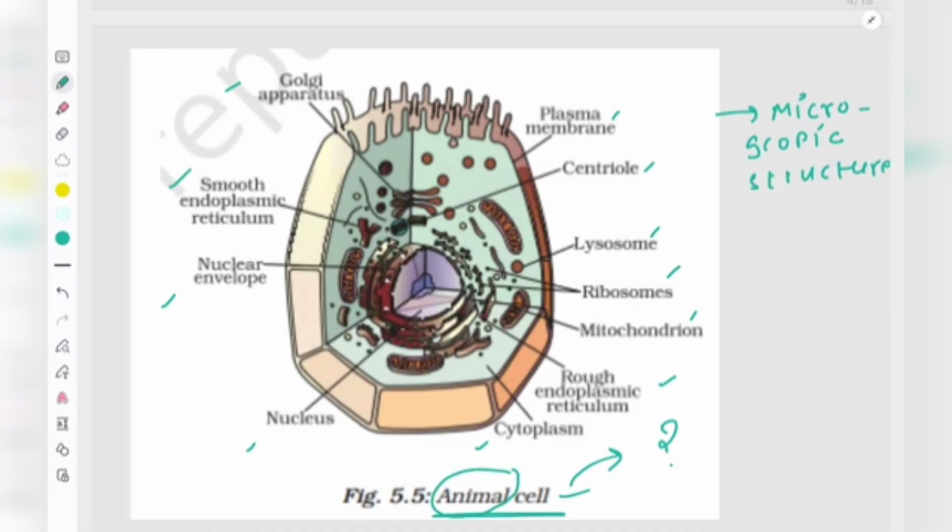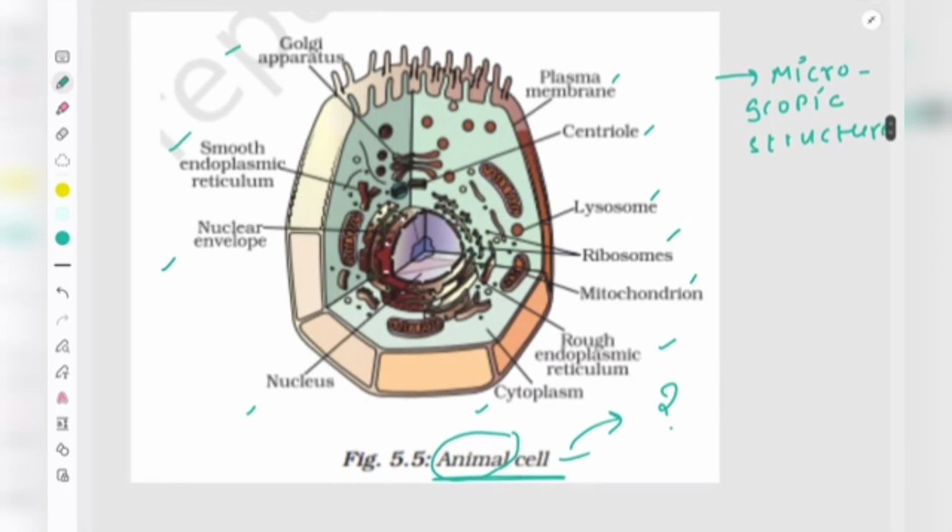And see, all these things are called organelles. They are called organelles. All of them, like lysosomes, ribosomes, mitochondria, rough endoplasmic reticulum, centriole, all of this, they are collectively called what? Organelles. Organelles are basically organs of the cell. Okay, we'll discuss this one by one.